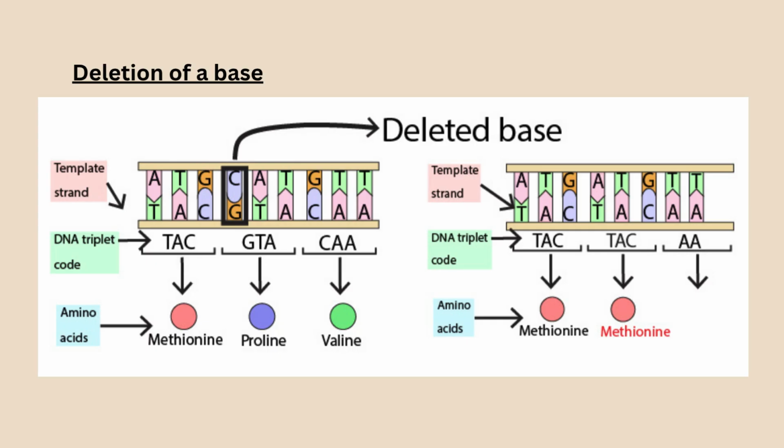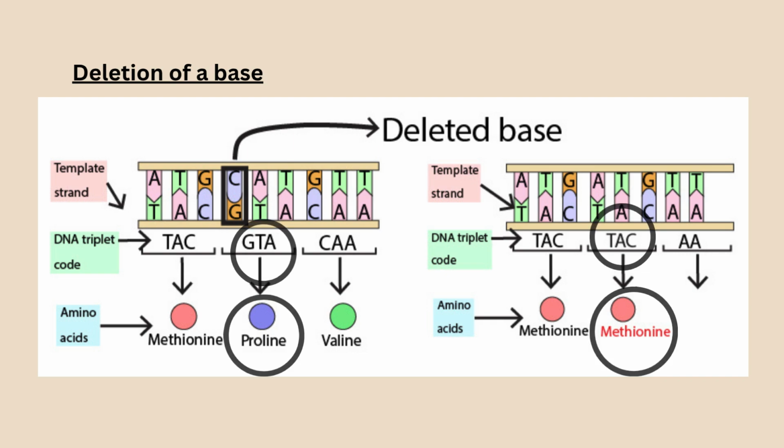Deletion of a base. On the left, we have the normal DNA, and on the right, we have the mutated DNA, where the bases have been deleted. You can see on the left, GC, we will be deleting, so it will not be present in the DNA on the right. And that has an effect in that it will change the second DNA triplet code from GTA to TAC, which means that the amino acid will change from proline to methionine.